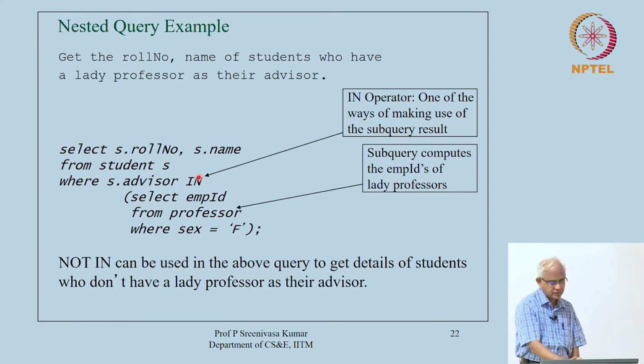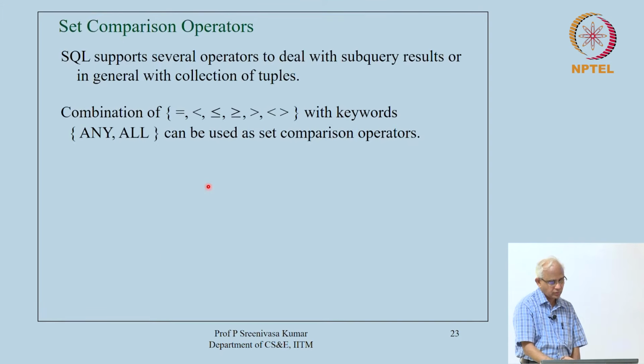Okay. So, in is there, and in a similar way not in is also there. Let me go into detail about what kind of operators are available to do this. They are essentially like set comparison operators, because you have one set of tuples and it has to be compared. So, to deal with the subquery result, SQL gives you several operators.